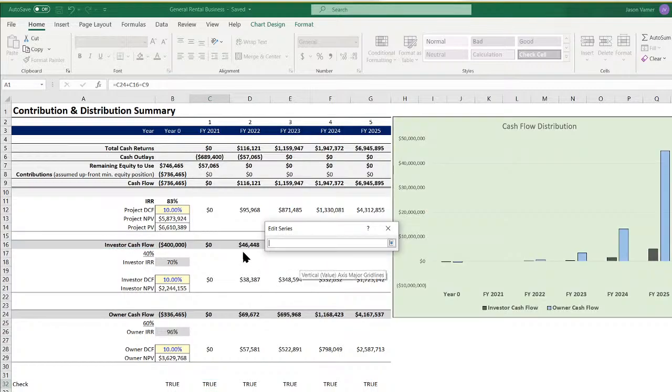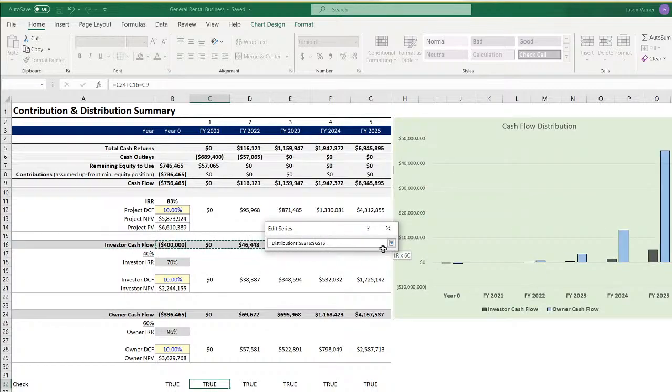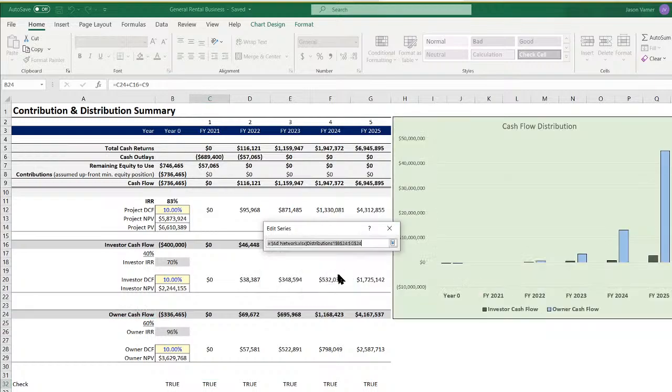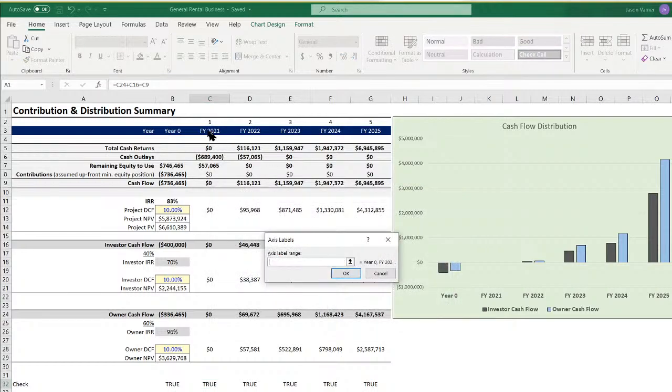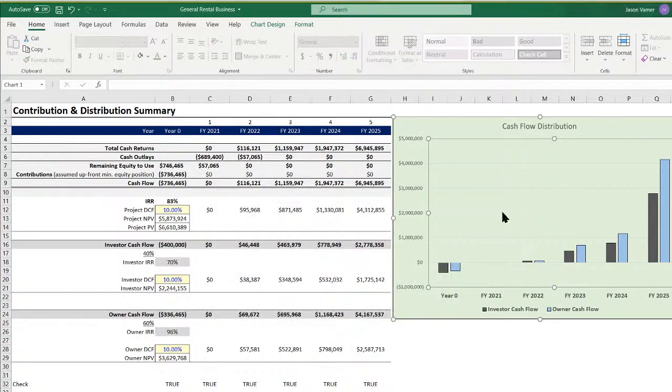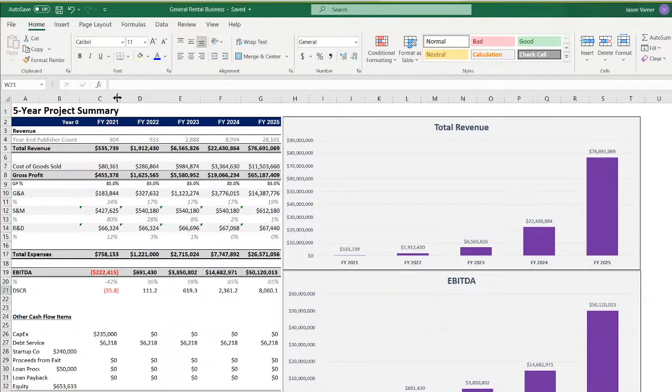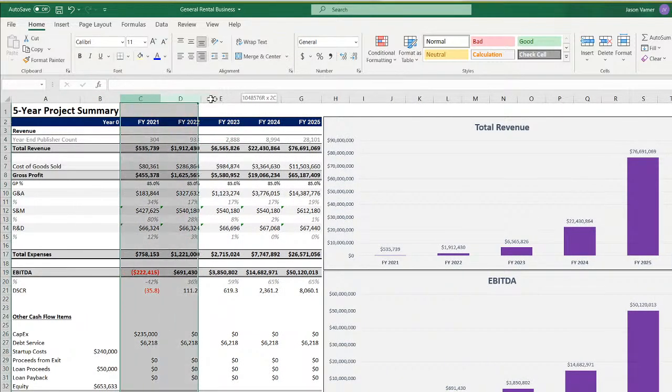We'll reference this to our actual workbook that we have here. Owner. Got to get rid of all the references to the other workbook. Okay, that looks perfect. So there's our cash distribution and that visual. Executive summary is next. Now this we're going to have to do some modifications to.